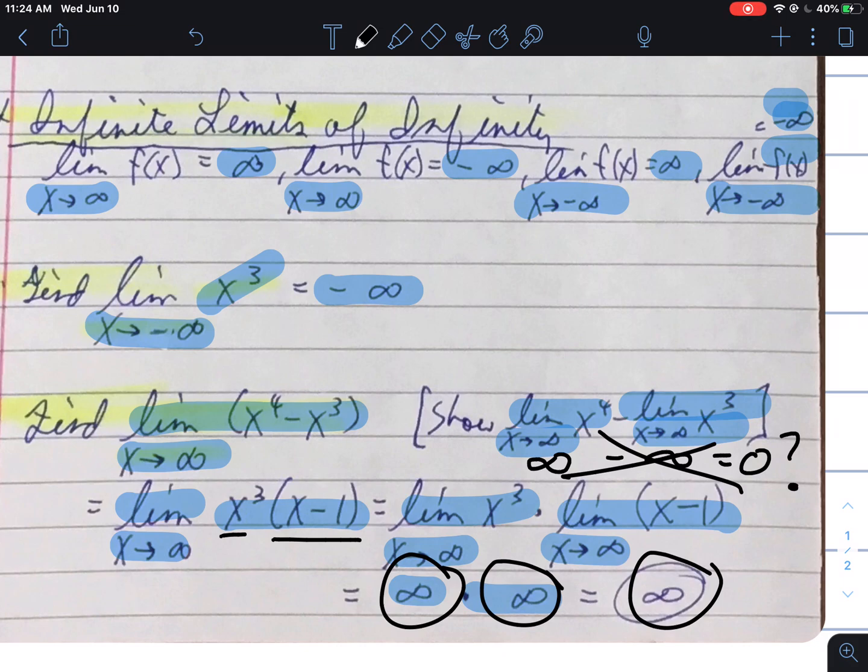So your trick is, can I put this into a form that I can actually do the calculation and make a straightforward, clear observation as far as what that limit is going to do.